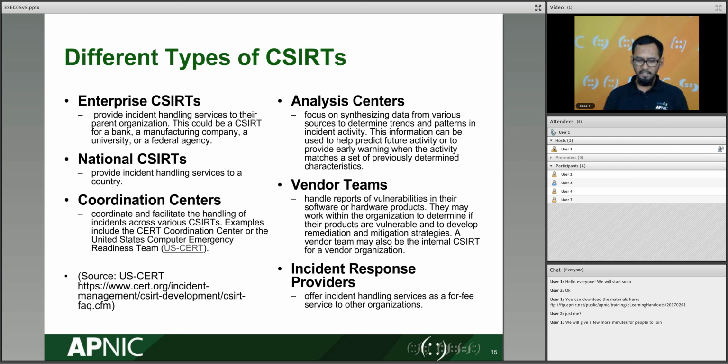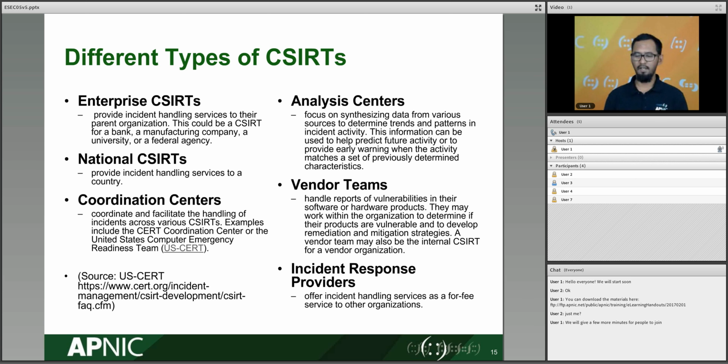Okay, so I've gone through this example earlier, but this is just to group them into something more familiar to you. So enterprise CSIRTs, national coordination centers, analysis centers. I'm not sure if you have heard of FS-ISAC, for instance, which is an analysis center for the financial sector, where they synthesize data coming from various resources and then present them to the membership to say that this is a threat that we are seeing, these are the indicators of compromise, you can use this information to improve your defense, that sort of thing.